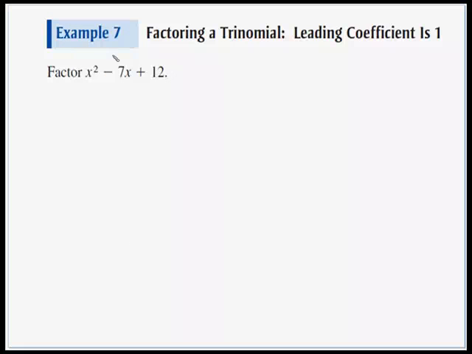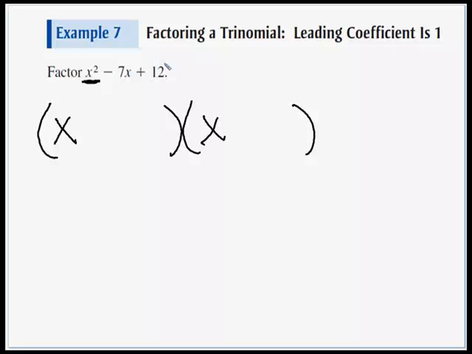Number 7, example 7, factor a trinomial. The leading coefficient is a 1, so it's 1x squared, plus or minus some other stuff after it. These aren't so bad. I like to just set up an empty set of parentheses and ask, what do I multiply to get x squared? It's got to be x and x.